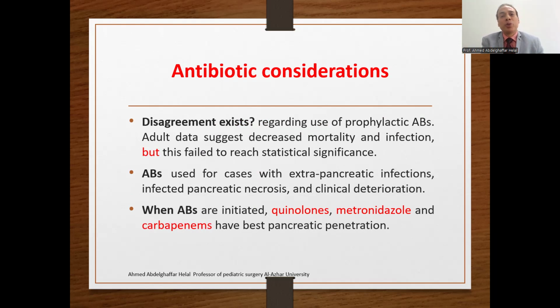Regarding antibiotics, there is a debate regarding the role of prophylactic antibiotics in acute pancreatitis. Some adult data suggest that the use of antibiotics decreases mortality and infection, but all these studies fail to reach statistical significance. Antibiotics may be used in the presence of extrapancreatic infection, infected pancreatic necrosis, and in cases with clinical deterioration. And when antibiotics are indicated, the quinolones and metronidazole have the best pancreatic penetration.